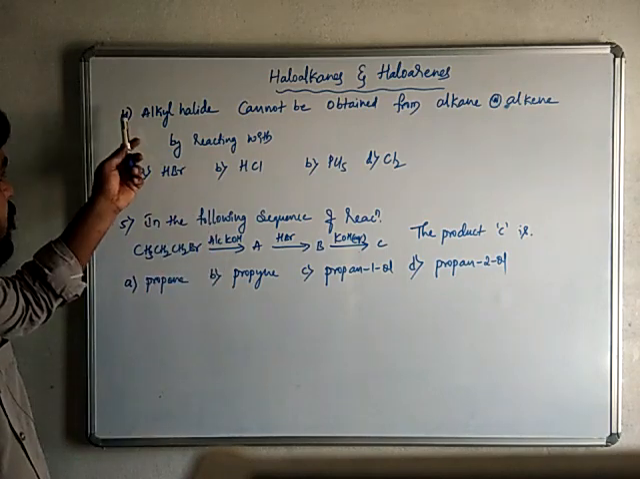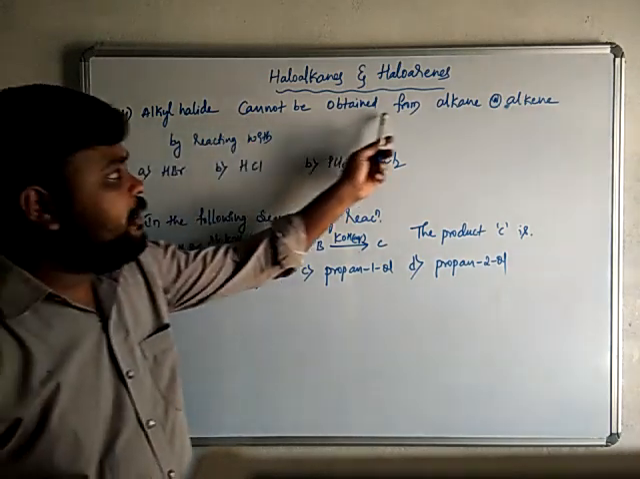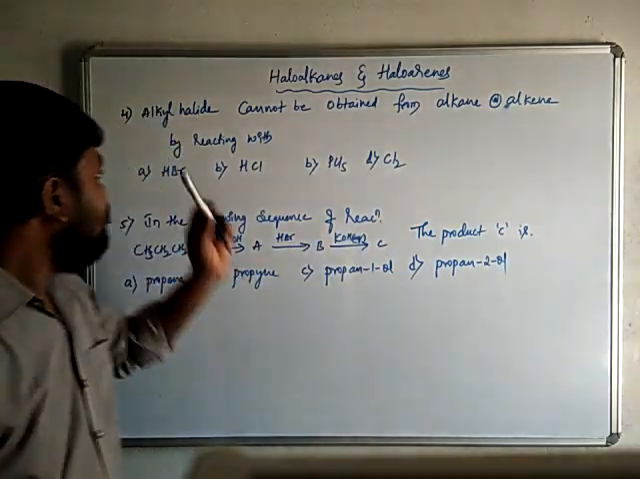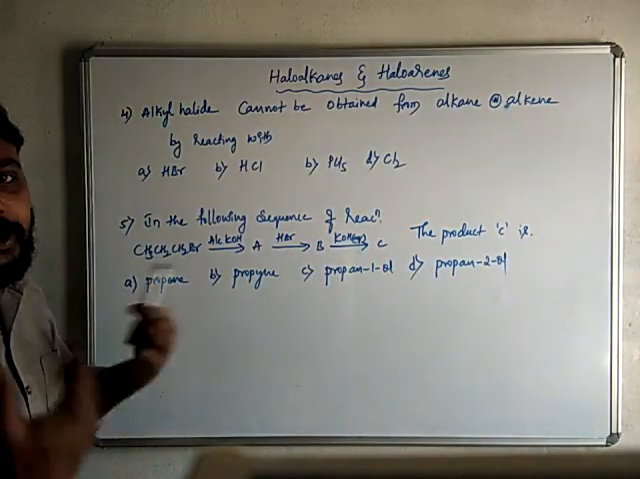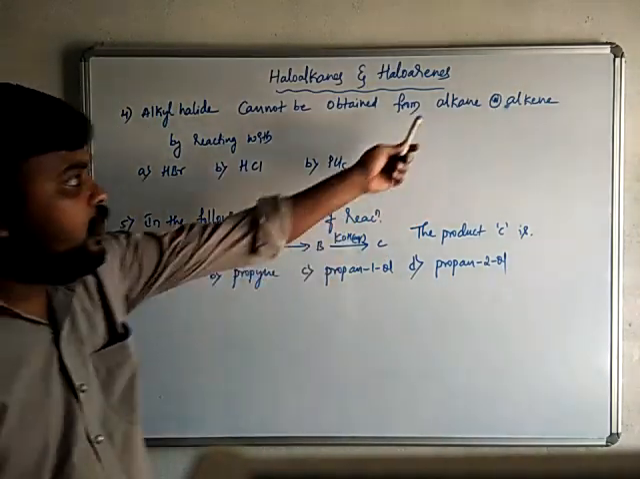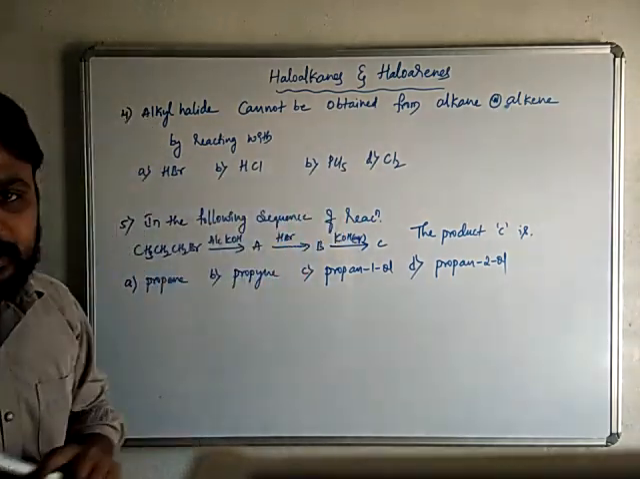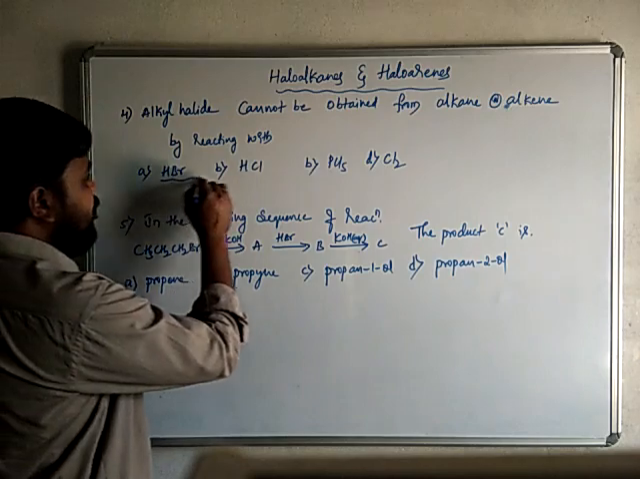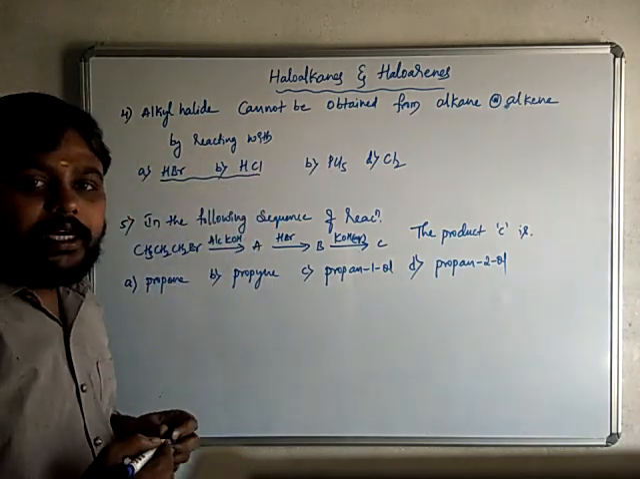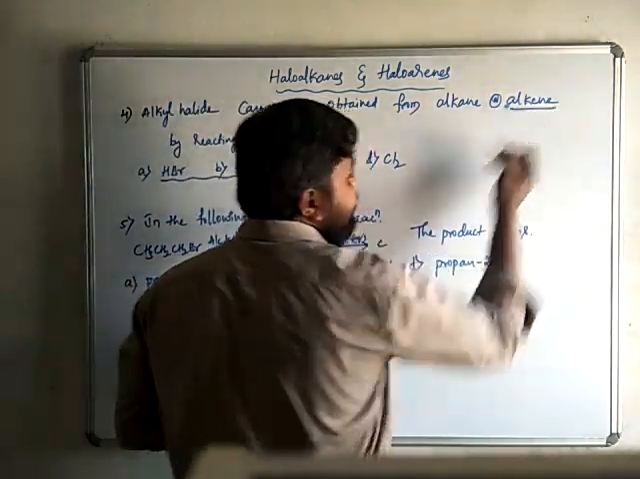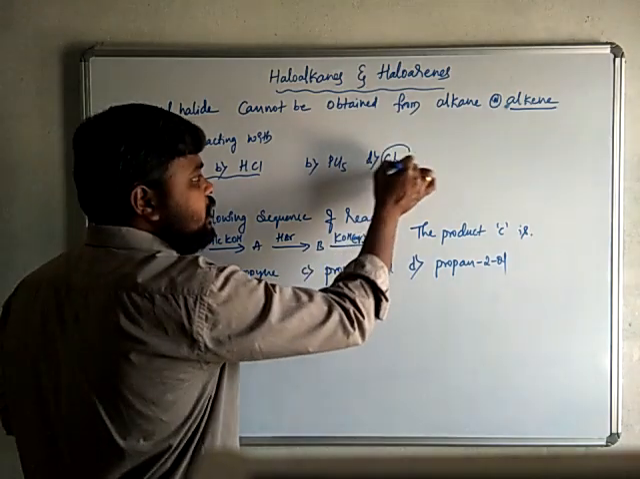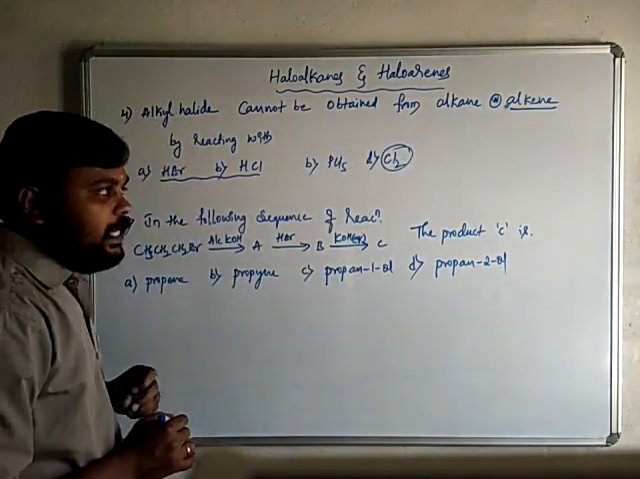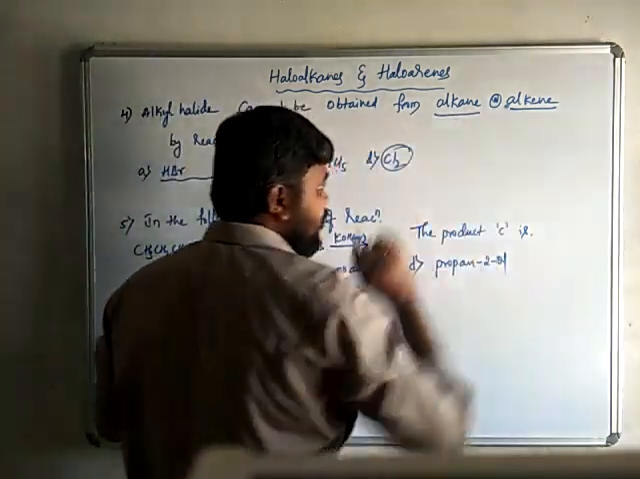So next question is, alkyl halide cannot be obtained from alkane or alkene by reacting with. That means you cannot prepare an alkyl halide from alkane or alkene by reacting with one of these. Here they have given four options. Both HCl and HBr can be used to prepare alkyl halides using alkene. And chlorine, Cl2, can be used to prepare alkyl halide using alkane as well as alkene.